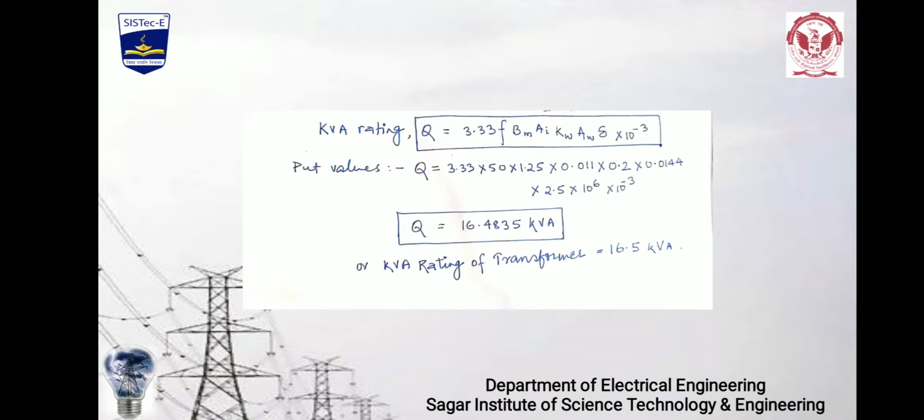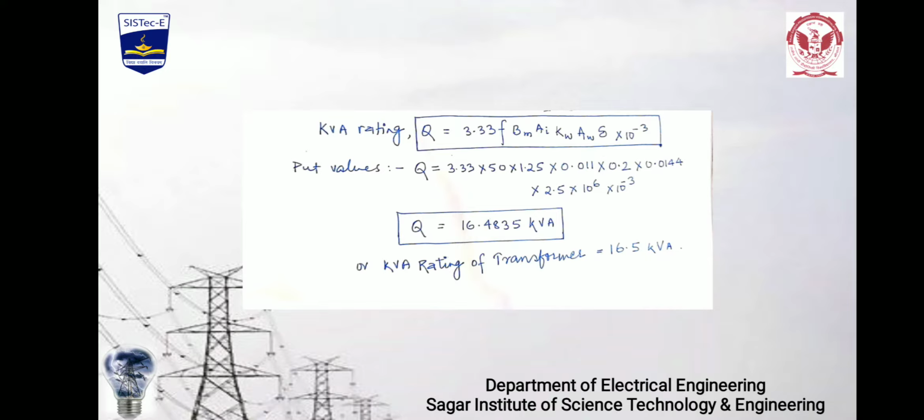kVA rating Q is equal to 3.33 f Bm Ai Kw Aw delta into 10 raised to the power minus 3. Put the values. Q is equal to 3.33 into 50 into 1.25 into 0.011 into 0.2 into 0.0144 into 2.5 into 10 raised to the power 6 into 10 raised to the power minus 3.